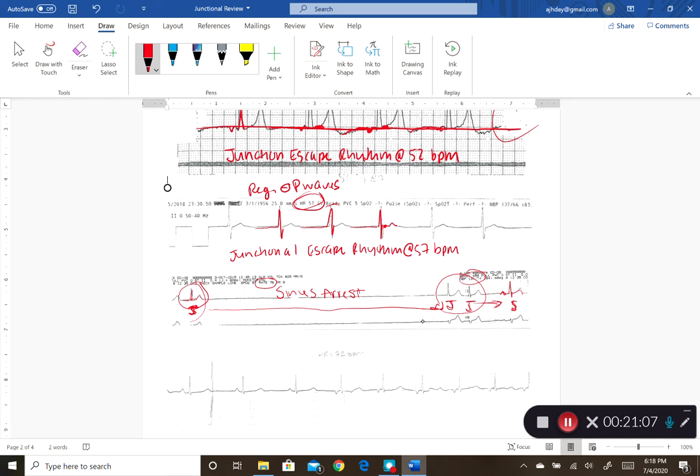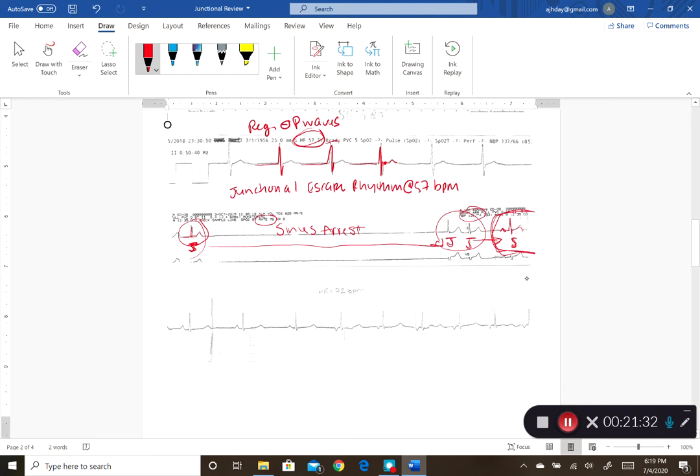I just thought it was interesting to look at. When I label this rhythm, I'd probably label this junctional escape into a sinus arrest, back into a junctional escape rhythm. And because I don't really see the continuation on this strip, you could convert it into a sinus rhythm. So really you have 3 rhythms going on here. So it's very complicated, but I just thought it was an interesting one to discuss.